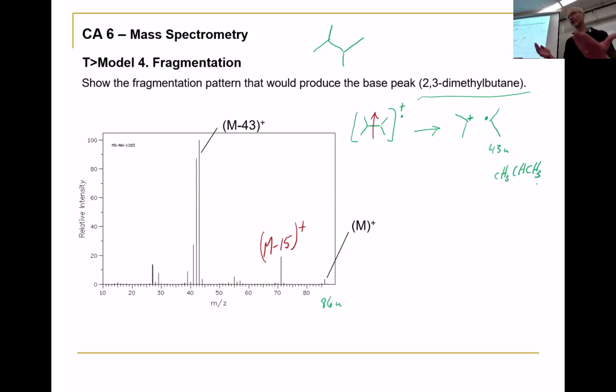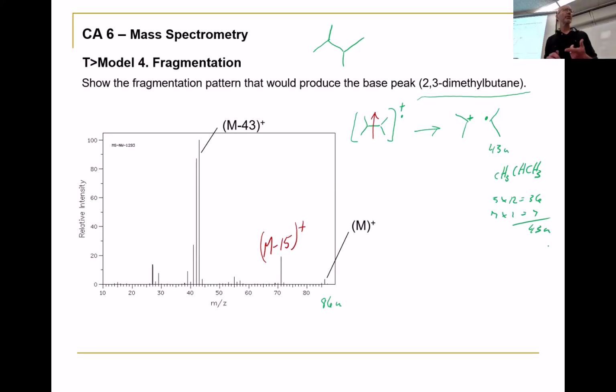So that's writing it as a condensed structure. And so I've got 3 carbons. So 3 times 12 would equal 36. I have 7 hydrogens. 7 times 1 will be 7. Add those up. 43 atomic mass units. So that's what gets lost. What gets detected is the carbocation.